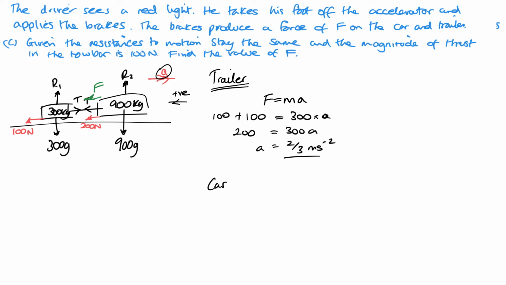Now that we've used the trailer to help us get the acceleration, we can now think of the car. So again, we're thinking of F equals ma, and we know the mass is 900, and we know that the acceleration, or deceleration, is 2/3. What we need to do is work out the forces that are acting on the car. So thinking about what's trying to essentially slow it down is our F and our 200. Okay, these forces are acting on the car.